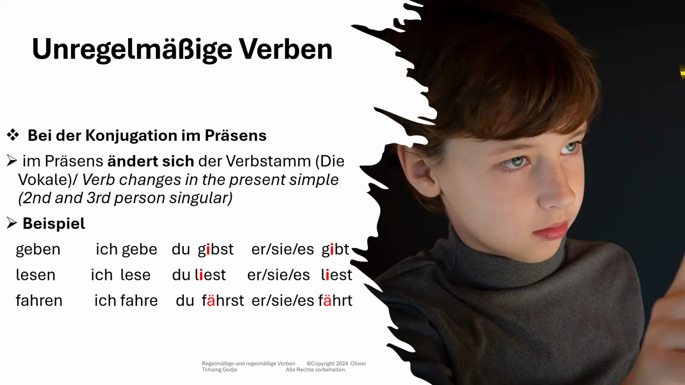Lesen, ich lese, du liest, sie oder es liest. Fahren, ich fahre, du fährst, sie oder es fährt. We can continue with the list with a lot of other verbs that change the vowel. Like schlafen, ich schlafe, du schläfst, schläft. So as soon as you notice that a verb changes the verb stem in the present simple, there is no doubt about this verb being an irregular verb.